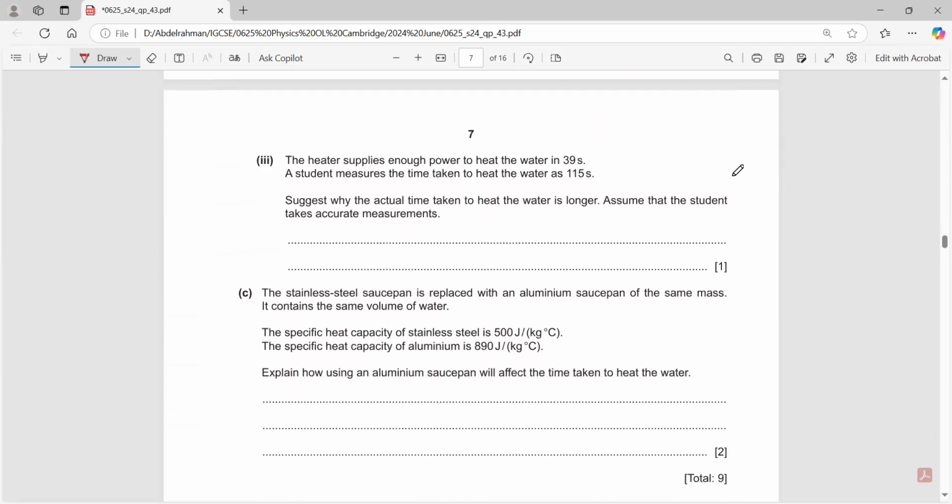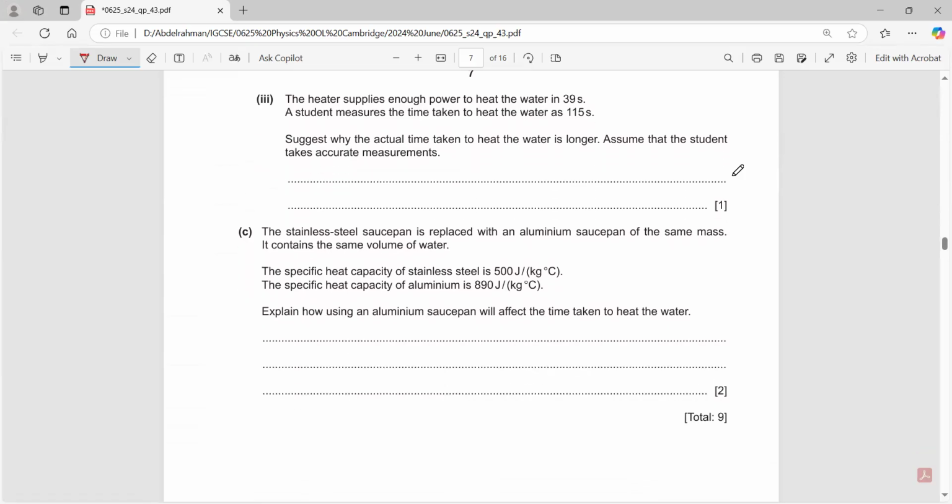The heater supplies enough power to heat the water in 39 seconds. The student measures the time taken to heat the water as 115 seconds. Explain why the actual time taken is longer. Whenever the question talks about a longer time taken or more energy required, we have to assume that some of the energy is lost to the surroundings.